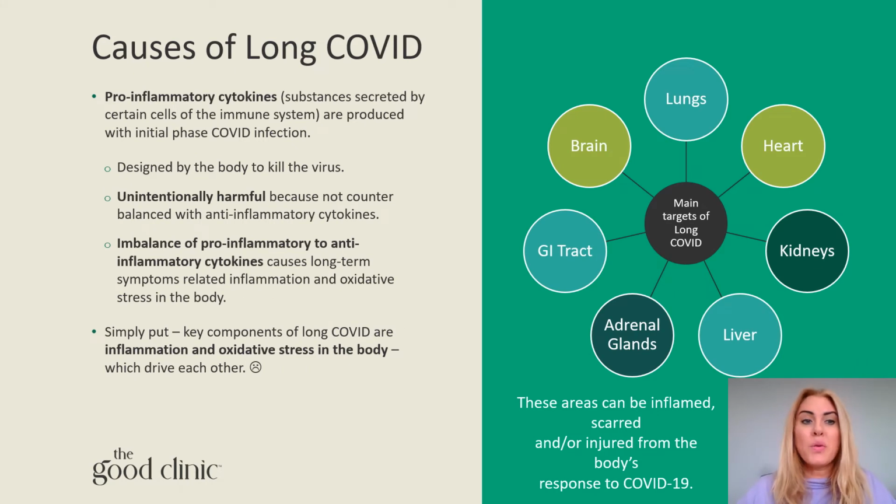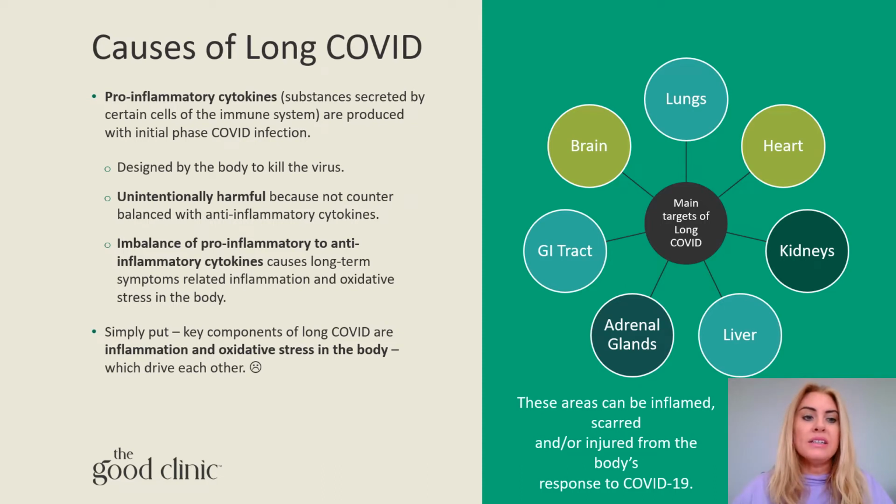So here's the big question: what causes long COVID? Well, so far, what we've deduced is that it's pro-inflammatory cytokines. A cytokine is a substance that's secreted by certain cells of the immune system, and they're produced in the initial phase of the COVID infection. So think of these cytokines as setting little fires of inflammation off throughout the body. They are designed to kill the virus. So the body puts these cytokines out on purpose to kill the virus.